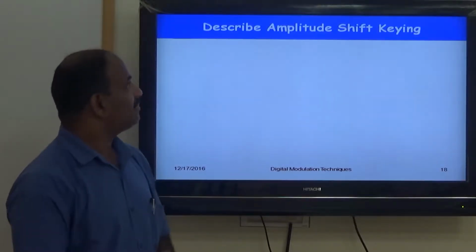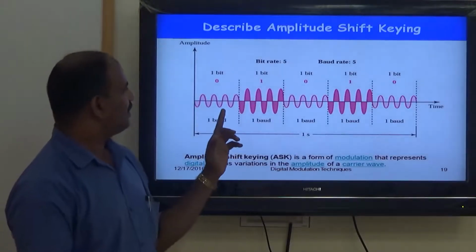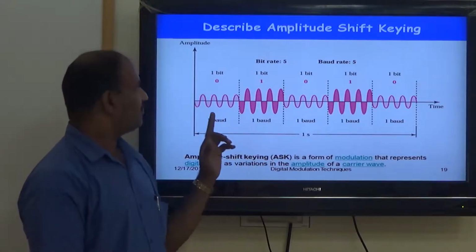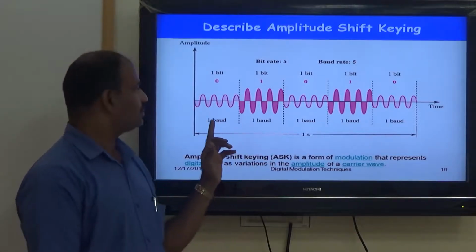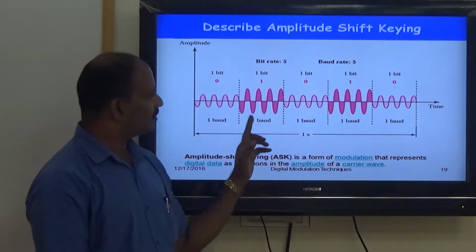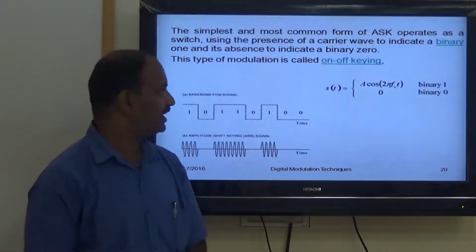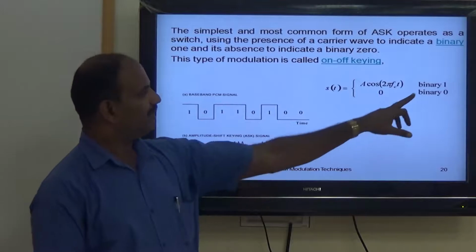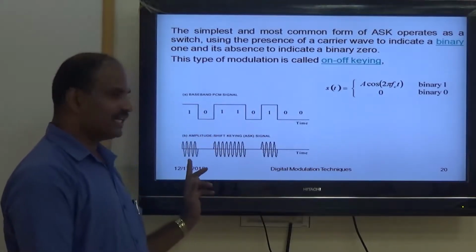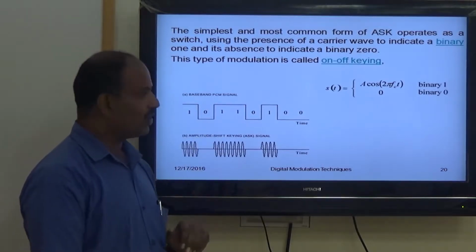So let us describe amplitude shift keying. As already told, it is shifting the carrier from one amplitude to another amplitude. For transmitting bit 0, we use a carrier at one amplitude, and for bit 1 we use another carrier with the same frequency but a different amplitude. That is amplitude shift keying. So this is for a bit, and this is just on-off keying. When we transmit one, we use a carrier. When we transmit zero, we use no carrier. We call it on-off keying.